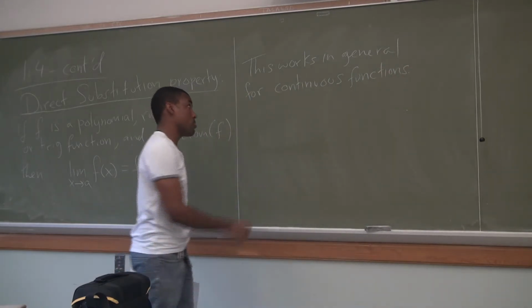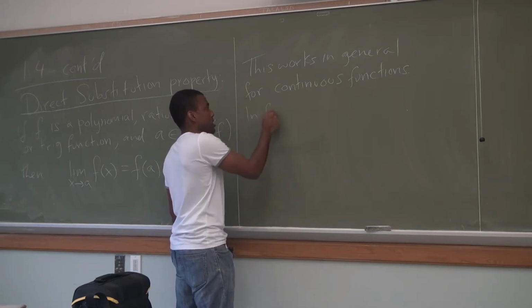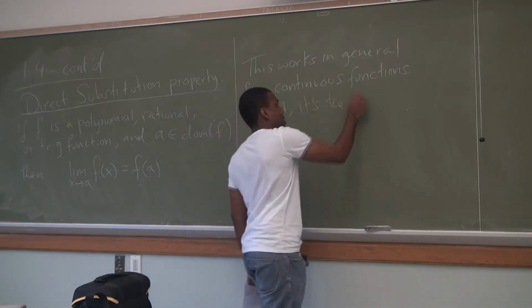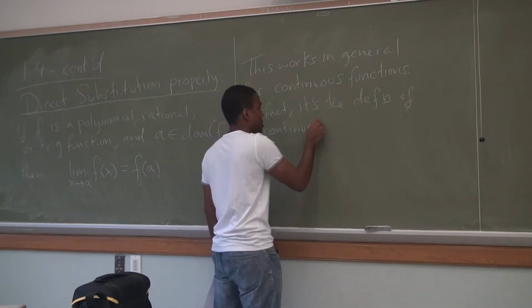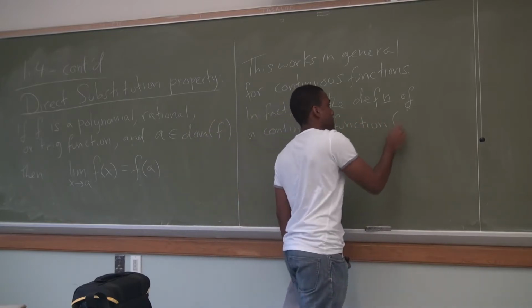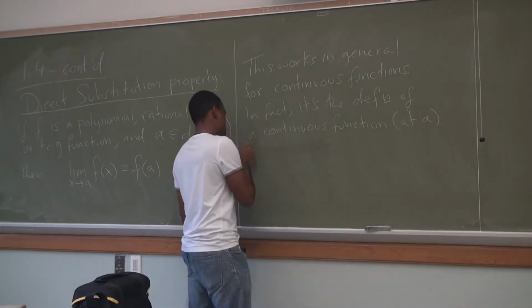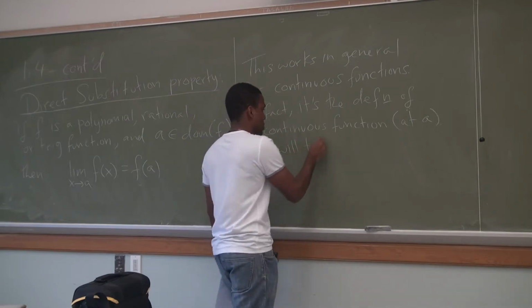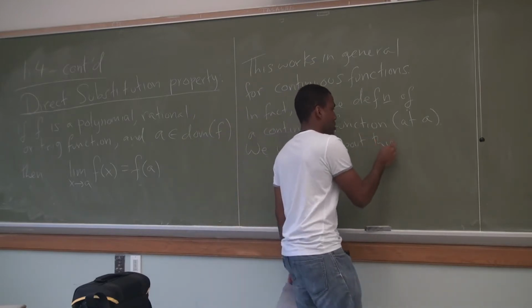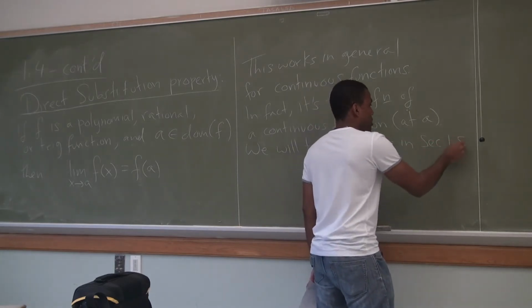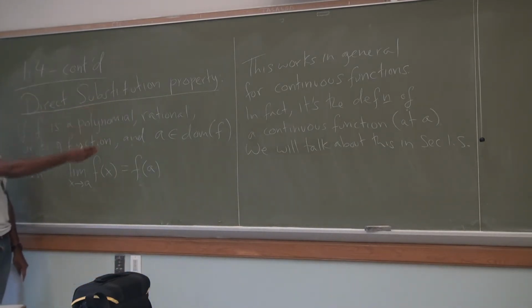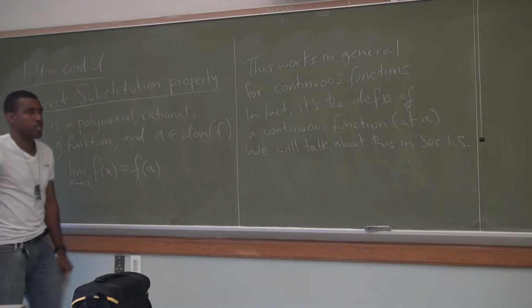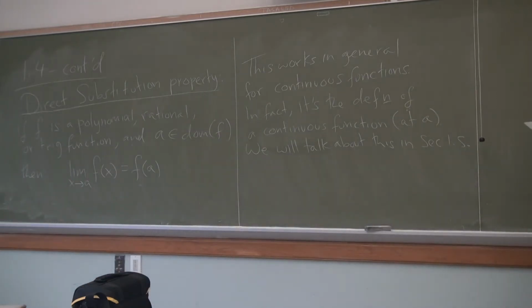This actually works in general for continuous functions. In fact, it's the definition of a continuous function. But we'll leave our discussion of continuous functions for section 1.5. So basically, if you have a polynomial, a rational function, or a trig function, and you're taking the limit as x approaches a, and a is in the domain, you just plug it in. You don't waste your time trying to move stuff around.